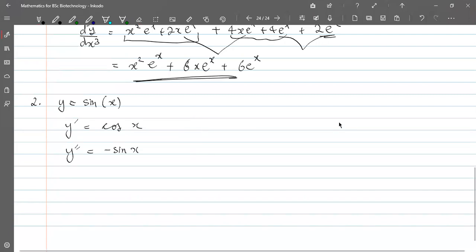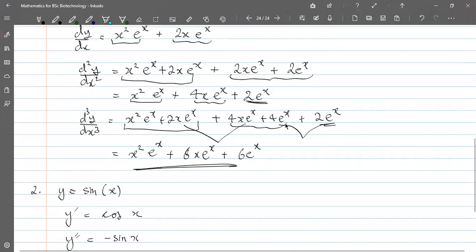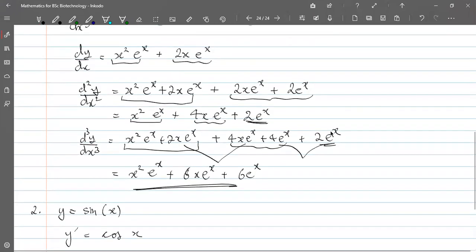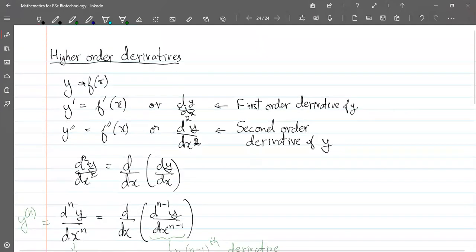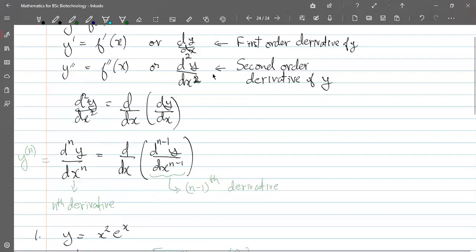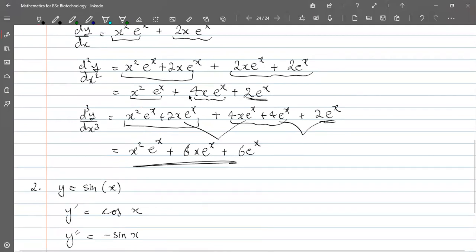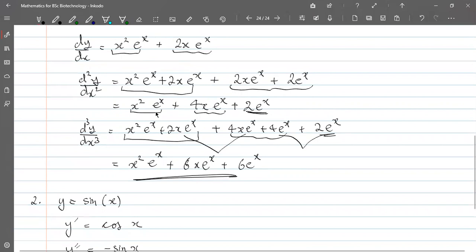One second. You're asking me to explain the third step. Third step meaning this one, the third derivative. Okay. So it's just repeated differentiation. So higher order derivatives is also called successive differentiation or repeated differentiation. So you don't actually have to think of it as higher derivatives. You just think of it as differentiating again and again.